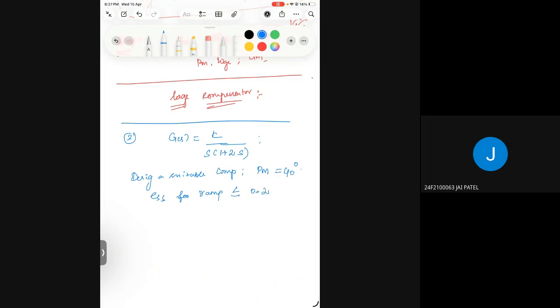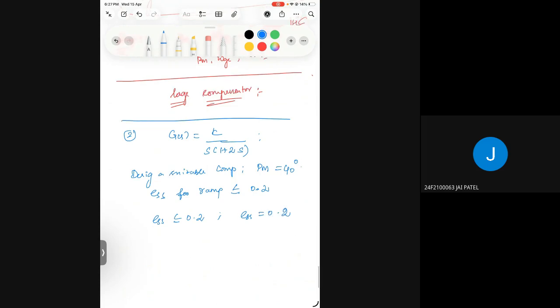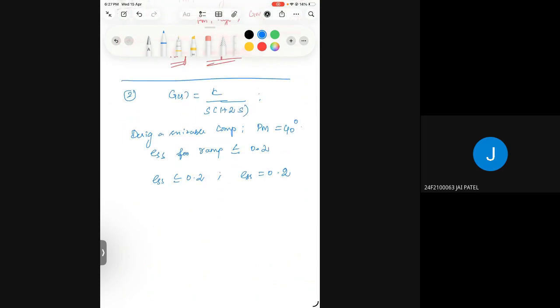So this is the question given. If the steady state error should be less than or equal to 0.2, let us take this as an upper bound, that is e_ss is equal to 0.2 for finding the K. So if we use a ramp input, then we will interpret this as Kv. E_ss is equal to 1 by Kv. Kv equal to limit s tends to 0, s into G of s, that is K divided by s into 1 plus 2s.